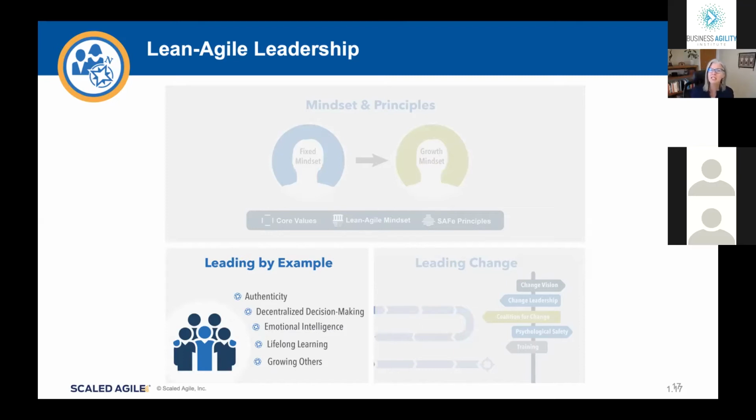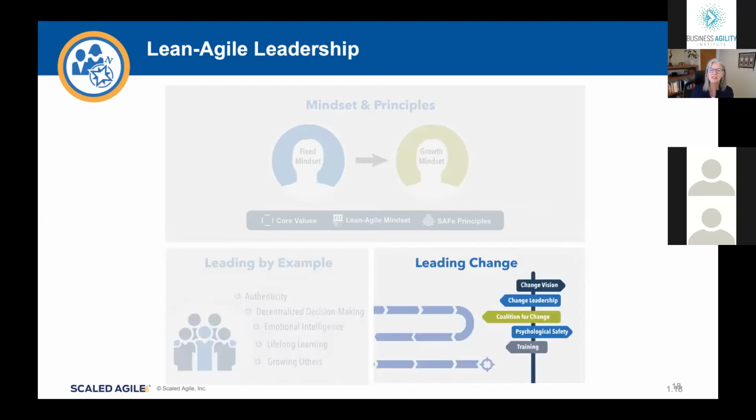So you can see here, leading by example is things like decentralized decision making, emotional intelligence, growing other people, and really focusing on that so that these leaders can lead the change, because we need the leaders to lead the change. Now, having said that, I would advise you that it's risky for leaders to lead the change. If you are somebody who's high up in an organization and you've spent your career building yourself up to that, to embrace this new way of working feels like a pretty big shift.